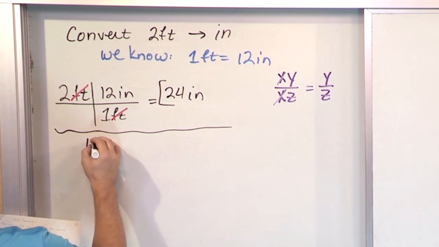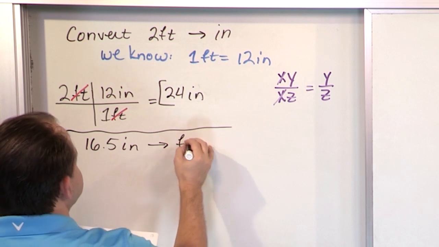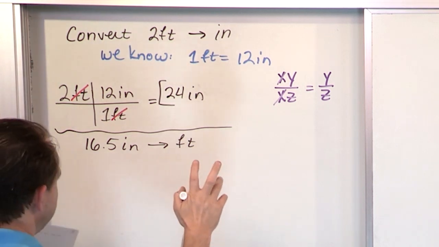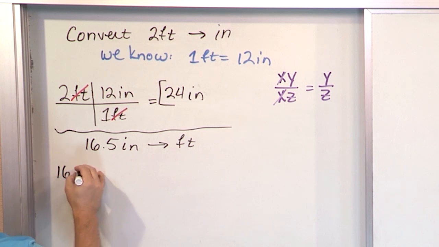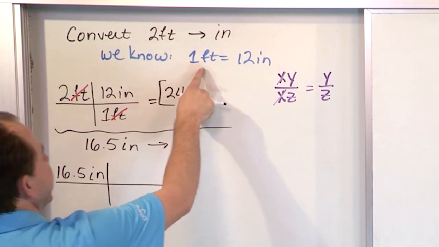What if I want to say 16.5 inches and I want to convert that to feet? So this is going backwards, 16.5 inches. Now most of you know that you're probably going to divide, right? But how would we do it, quote unquote, my way? 16.5 inches. You always start with what you know. You draw a horizontal line and a vertical line. And we also know that 1 foot is 12 inches.